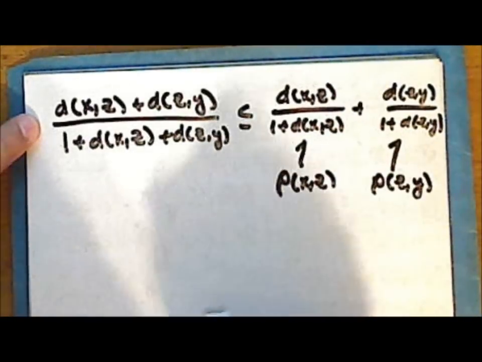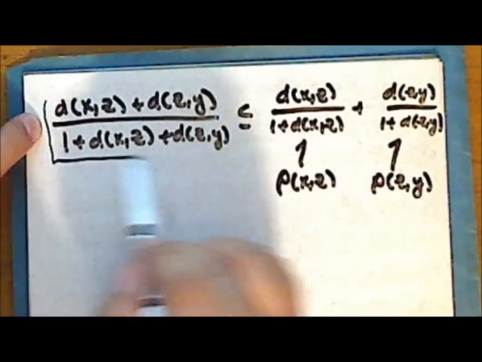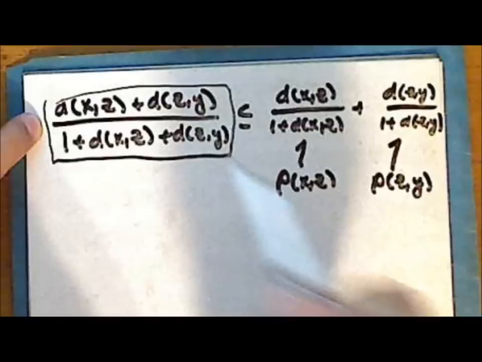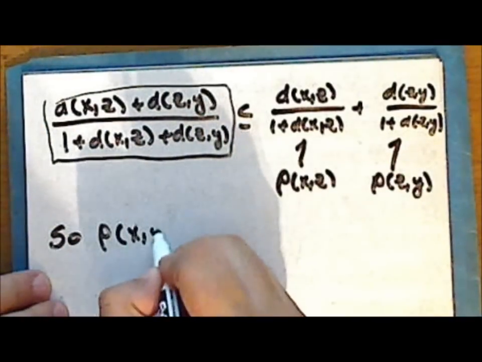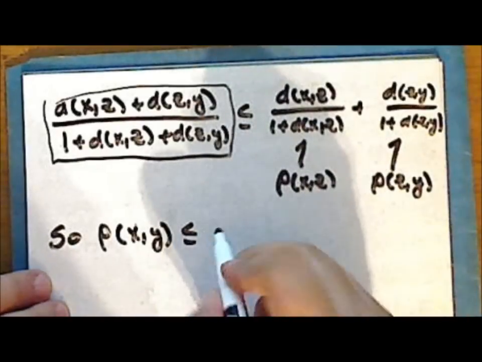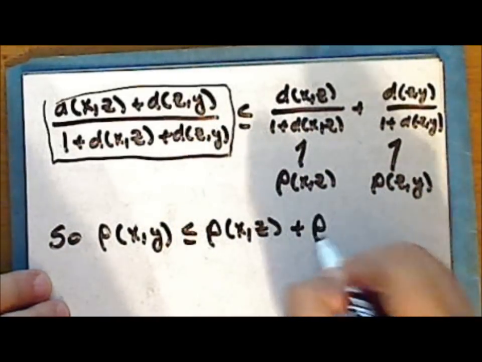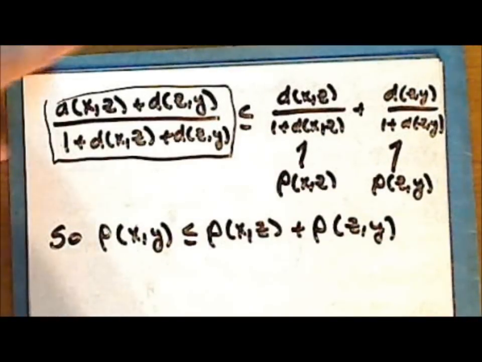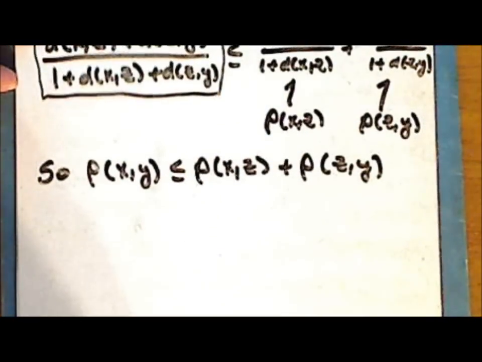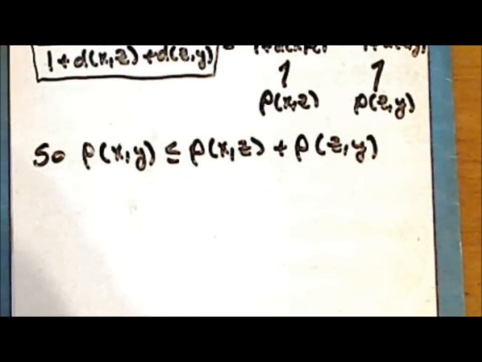Now rho of xy is less than or equal to this term on the left of the inequality, and so rho of xy is less than or equal to rho of xz plus rho of zy. And so the triangle inequality does hold for the function rho, and so the function rho is indeed a metric on the underlying set X.